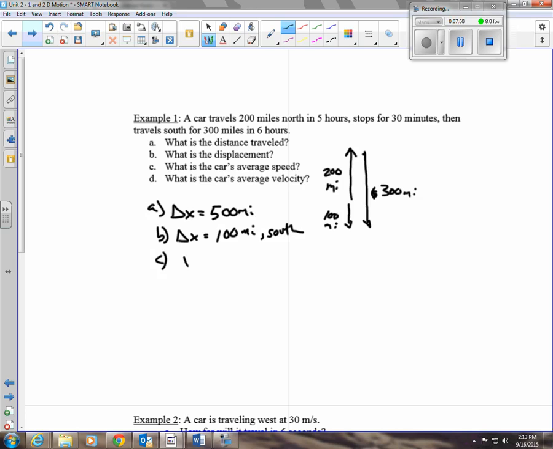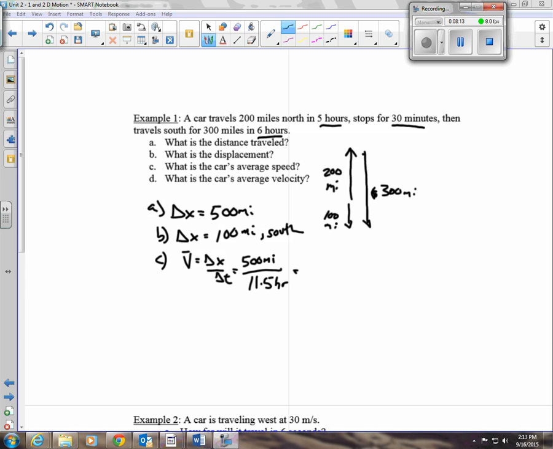Part C, average speed. For average speed, I want to use distance over time, not displacement. So it's going to be 500 miles over the time for the entire trip. It took 5 hours, and then a half hour, and then 6 hours, so that's 11 and a half. And that's going to give me a value of roughly 43.5 miles per hour.